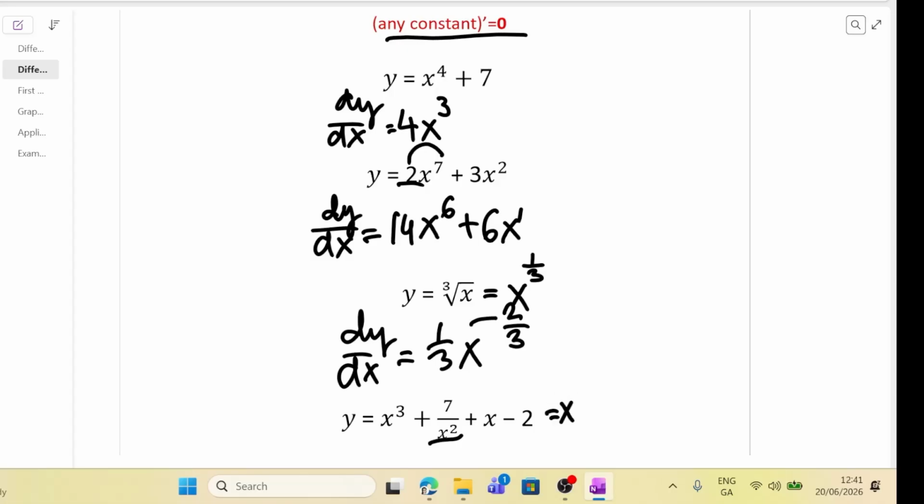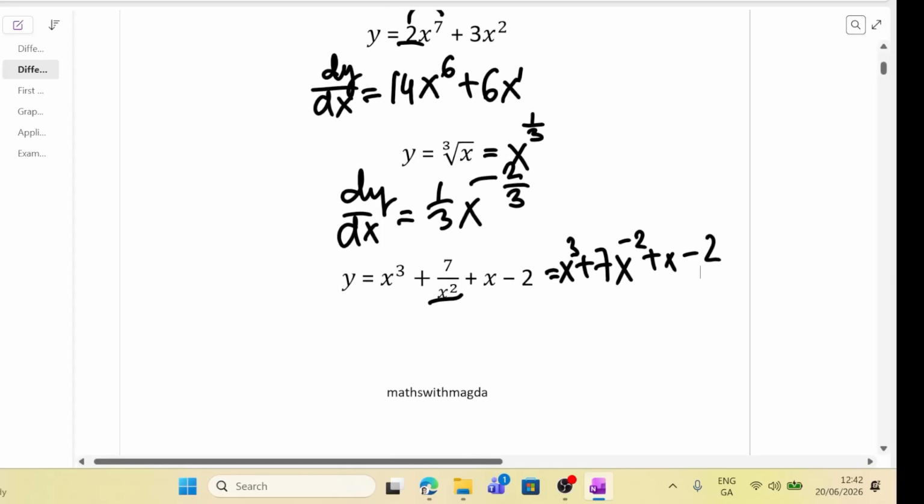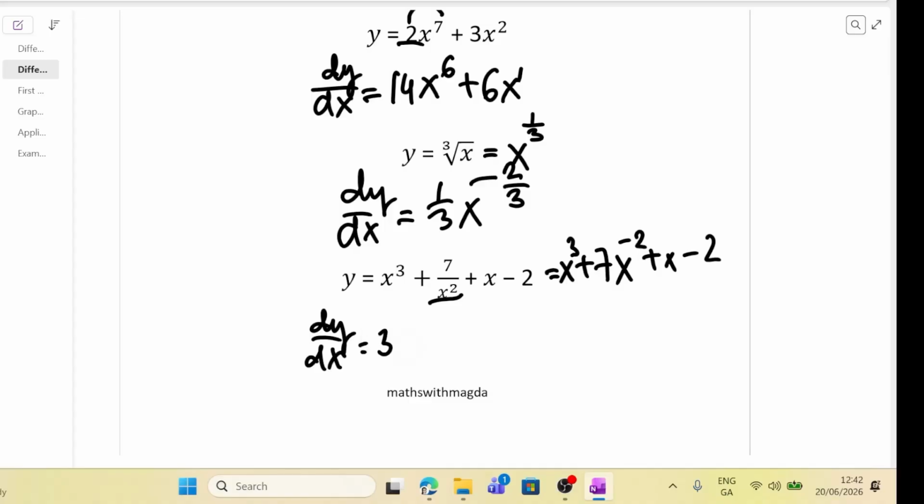Next one, again, I need to do something with this before I differentiate that. So that will give me x cubed plus 7x to the minus 2 plus x to the minus 2. Remember, fraction means negative power. And now I differentiate each of these terms separately. So that will be dy over dx, and then I get 3x squared minus 14x to the power of minus 3, and then plus 1. And that's my derivative. So this is all when it comes to the general rule.